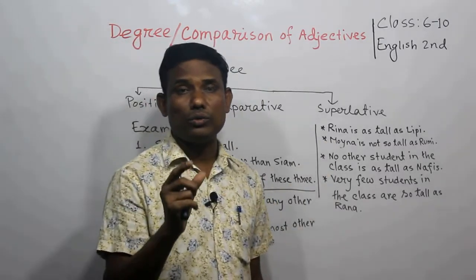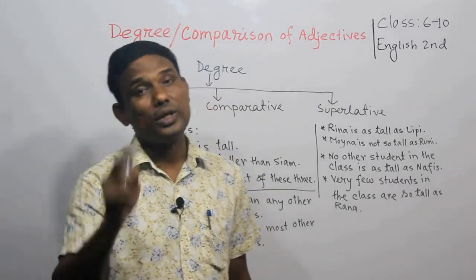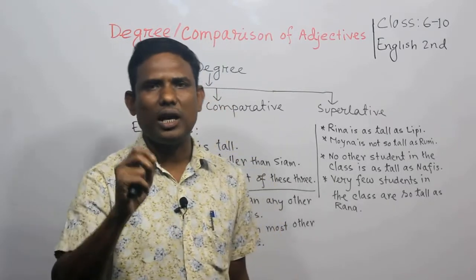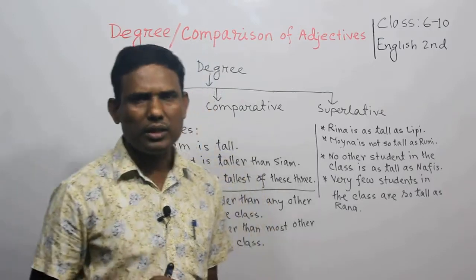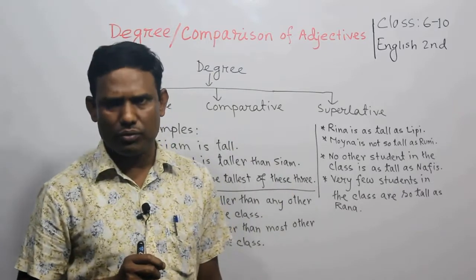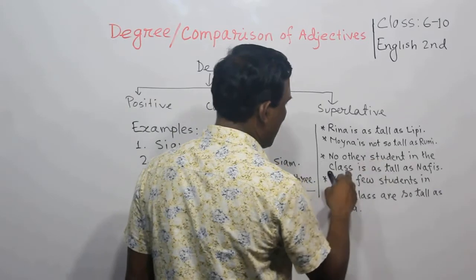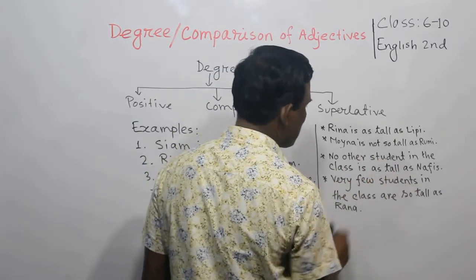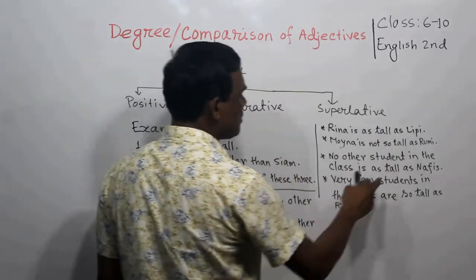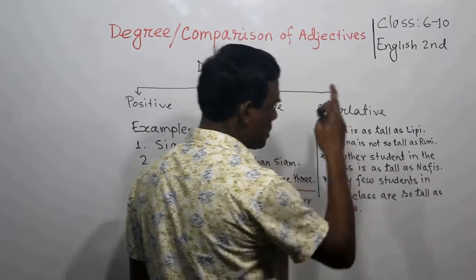You can also use the positive degree to compare a person or thing with the other persons or the things of the same class or of the same level. In that case, you have to start the sentence with no other or very few. For example, no other student in the class is as tall as Nafis. Here, the positive degree tall is used to compare Nafis with the students in the class.